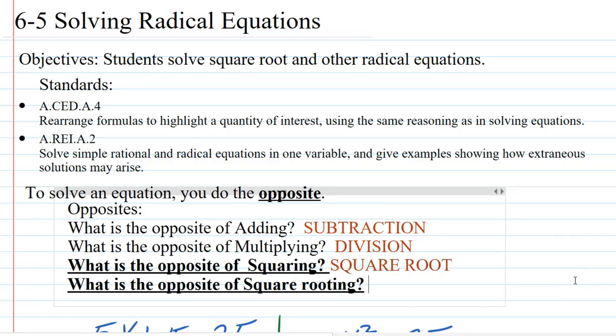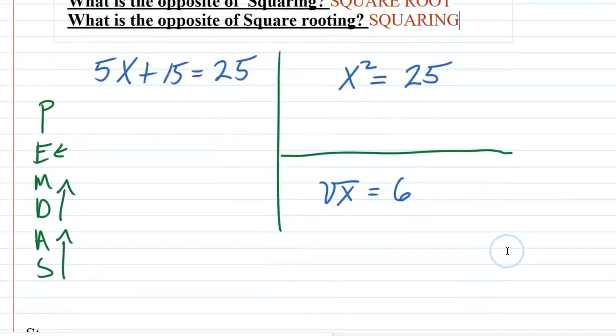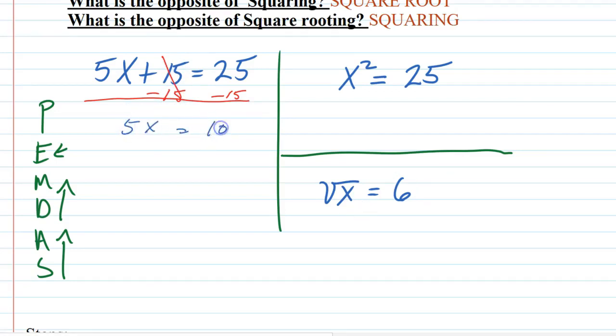In that case, what is the opposite of taking the square root of something? The opposite of taking the square root is simply squaring. Now, what do I mean by taking the opposite? Well, when we're solving simple equations, we're doing PEMDAS backwards. So if I have the equation 5x plus 15 equals 25, I'm going to do my order of operations backwards. The opposite of adding is subtracting, and I'm going to subtract 15 from both sides to cancel out the 15, which gives me 5x is equal to 10.